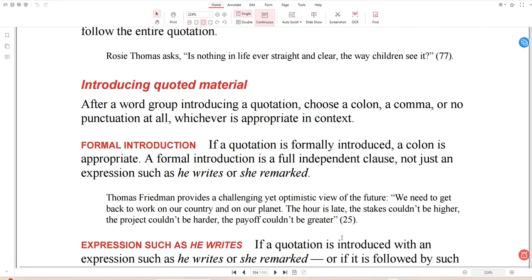Thomas Friedman provides a challenging yet optimistic view of the future: "We need to get back to work on our country and on our planet. The hour is late, the stakes couldn't be higher, the project couldn't be harder, the payoff couldn't be greater" (25).